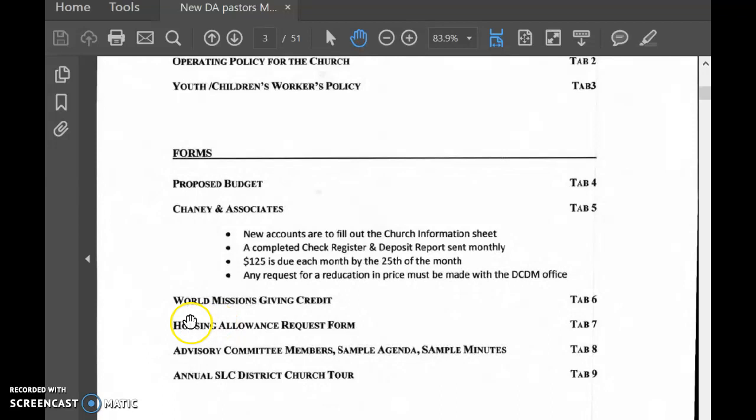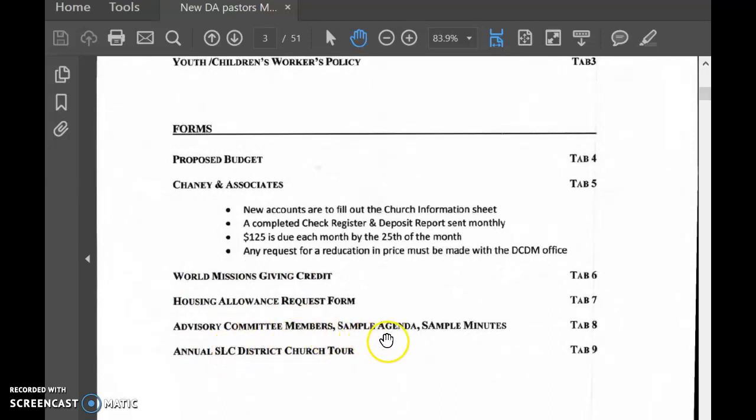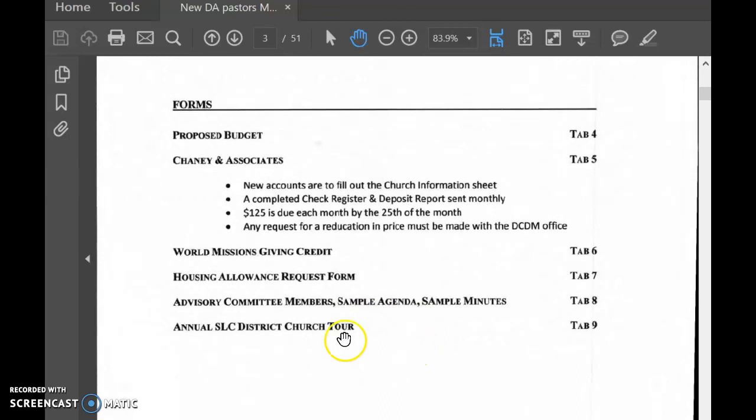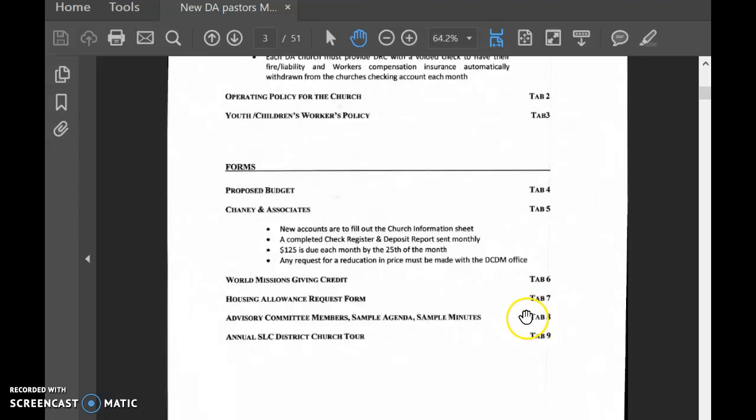We're going to go through these individually, so I know I'm moving kind of fast here. Tab 7 is a housing allowance form, which is extremely important, and I'll go over that with you. Tab 8 is advisory committee members, a sample agenda and some sample members, things I've put together to make your life easier.